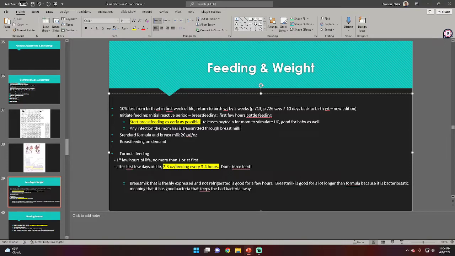Breast milk that is freshly expressed and not refrigerated is good for a few hours. Breast milk is good for a lot longer than formula because it is bacteriostatic, meaning that it has good bacteria and keeps the bad bacteria away.